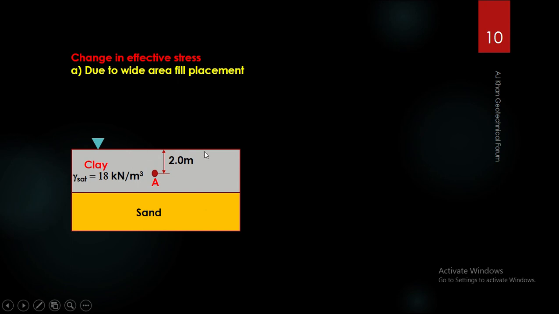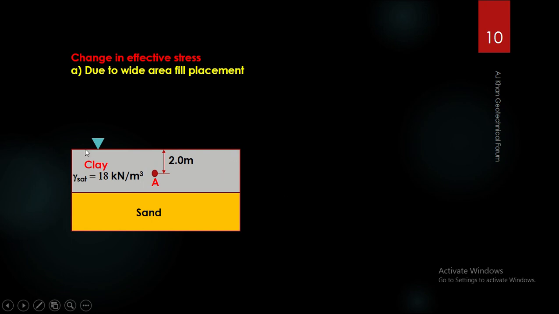The top layer is a clay layer and the underlying layer is a sand layer. The water table is here at the top, that is at the surface. So both the soil layers are fully saturated, and the saturated unit weight of clay is 18 kilonewton per cubic meter. We want to find the effective stress at a point A, which is 2 meter below the existing ground surface.